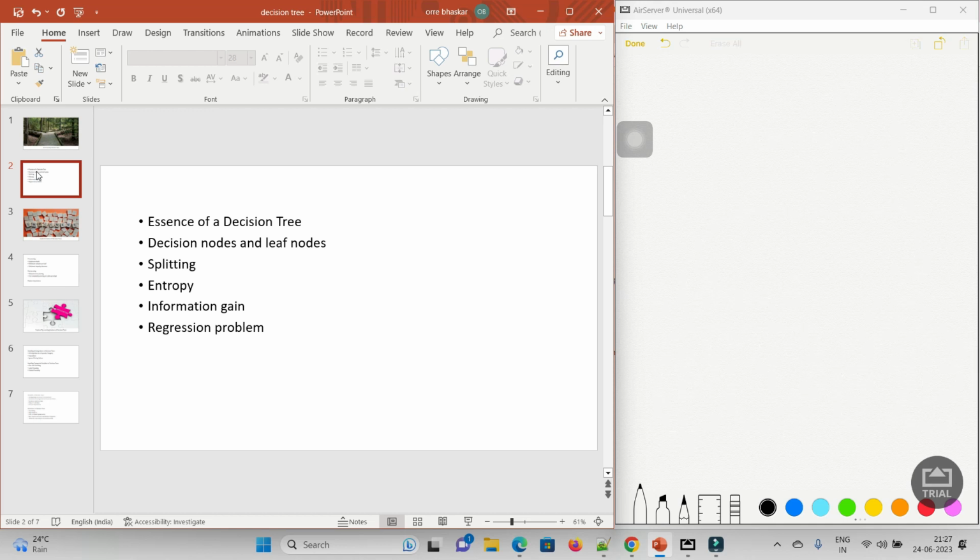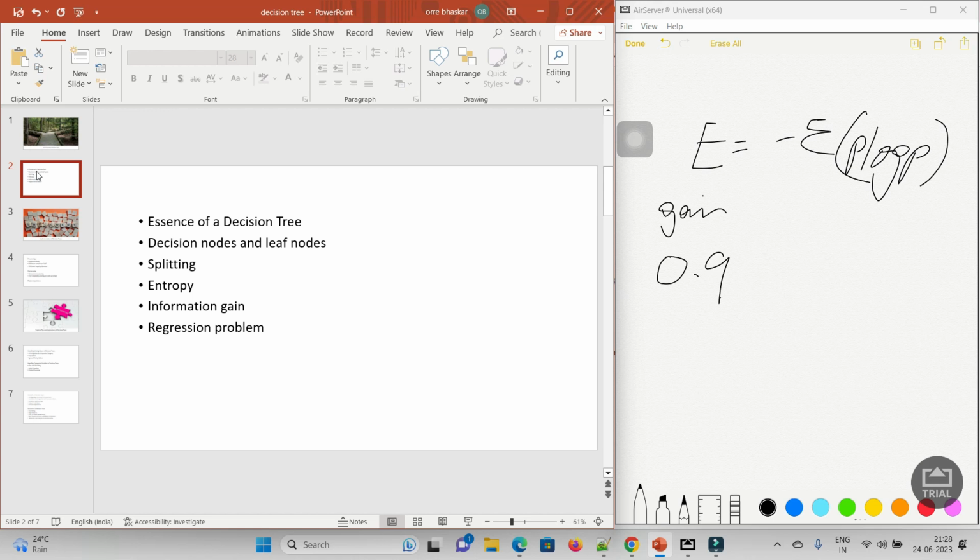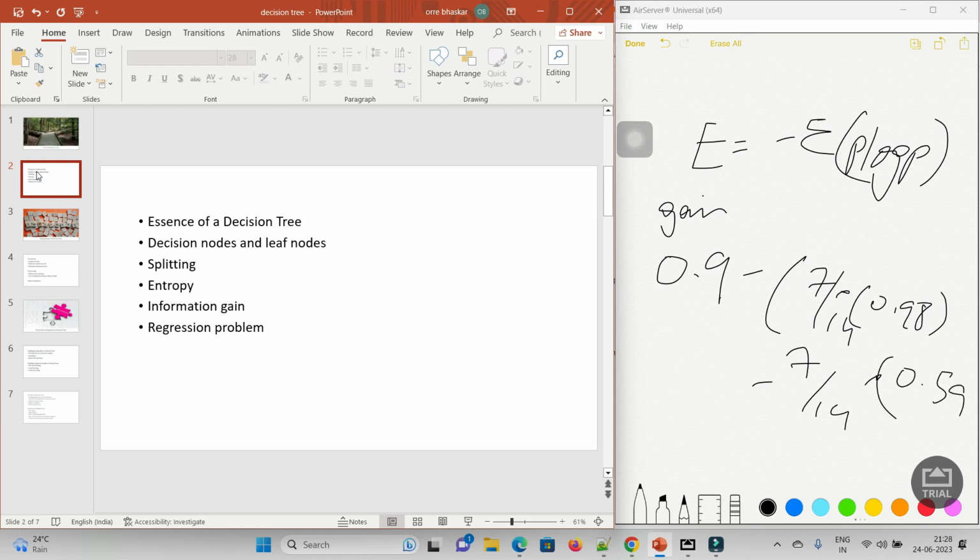So what will be our entropy? Entropy is equal to minus sigma p log p. So this will be our gain. Gain is 0.9 minus 7 by 14. Its value will be 0.98 minus 7 by 14 into 0.59. And the final value will be our gain.